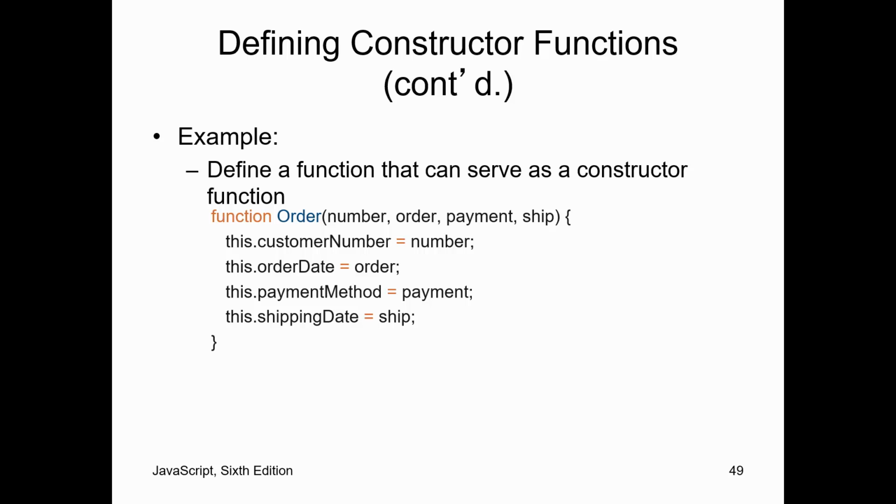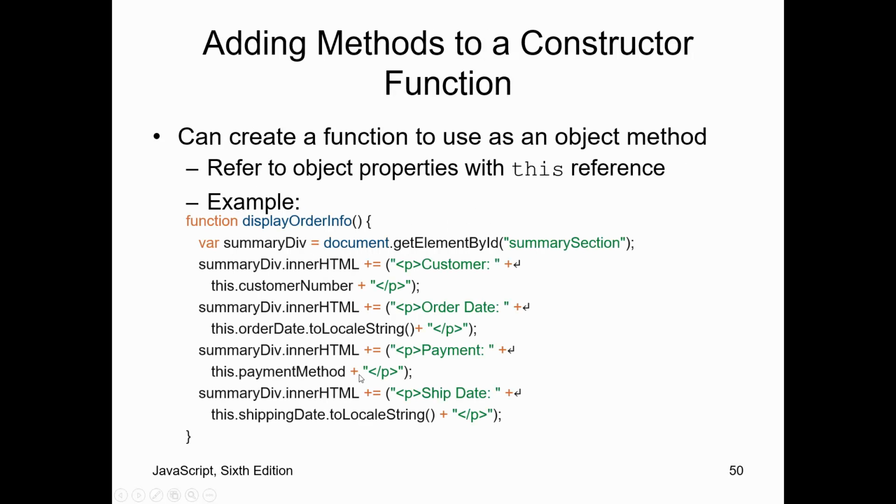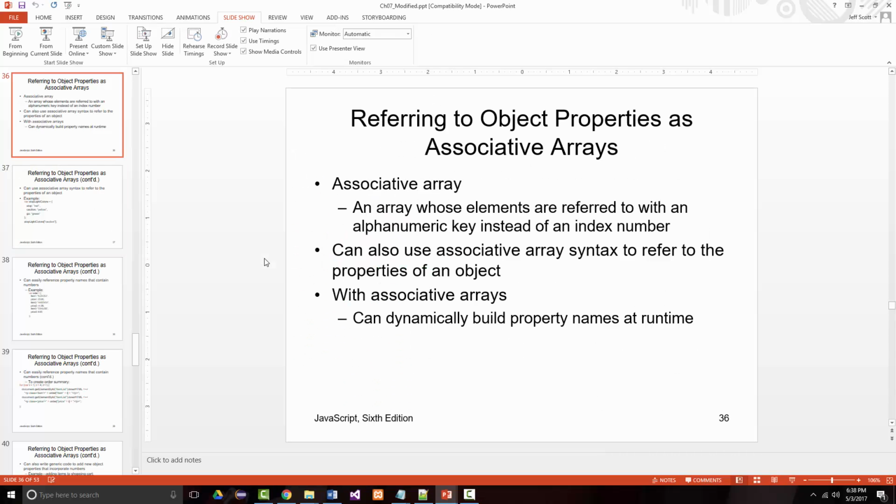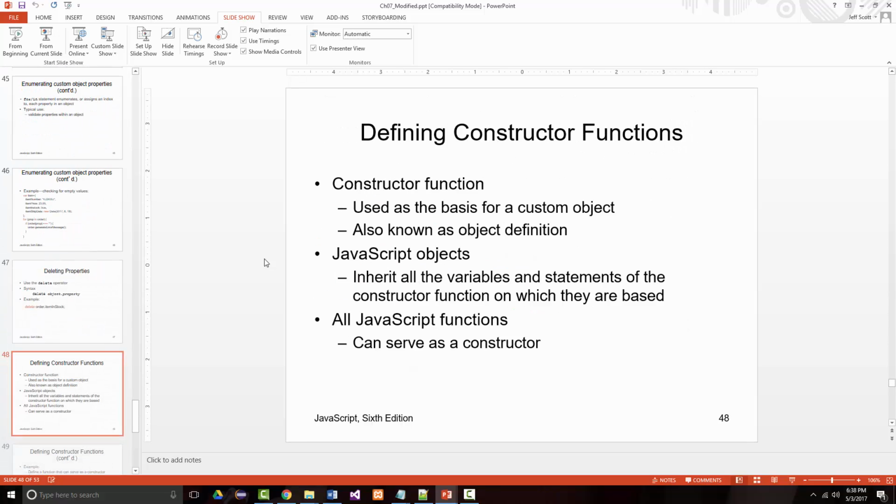Define a function that can serve as a constructor function. What this says is when you create a new order, it expects that you're going to give it a number, an order, a payment, and a ship. And then you'll copy them to all the associated variables. Okay. You can create a function to use as an object method. As it says, you can refer to object properties using this. Okay.